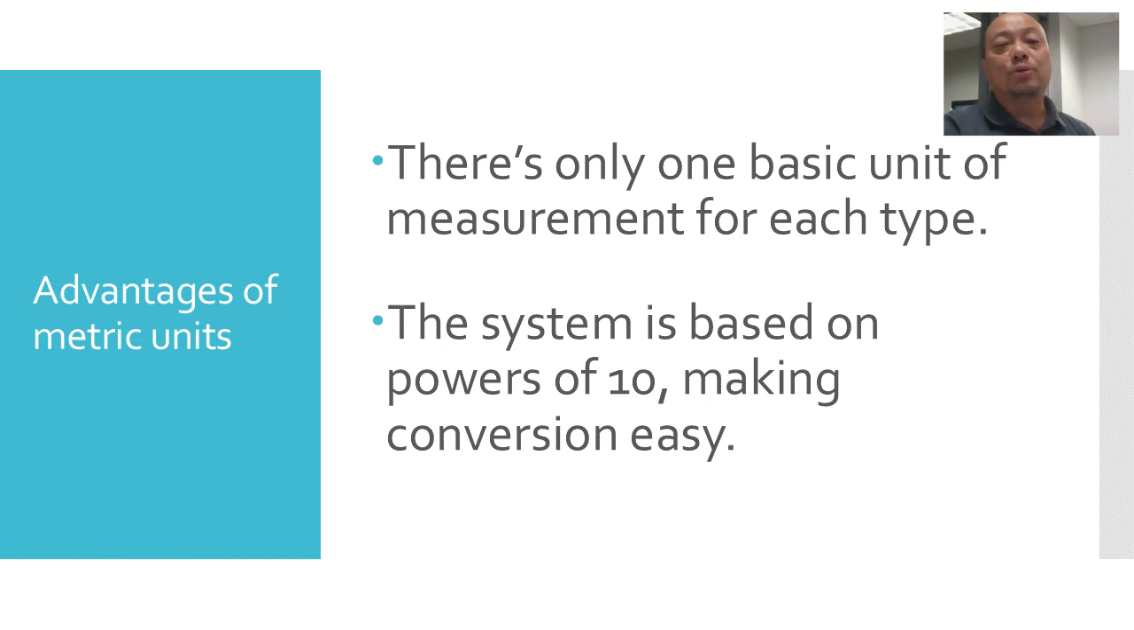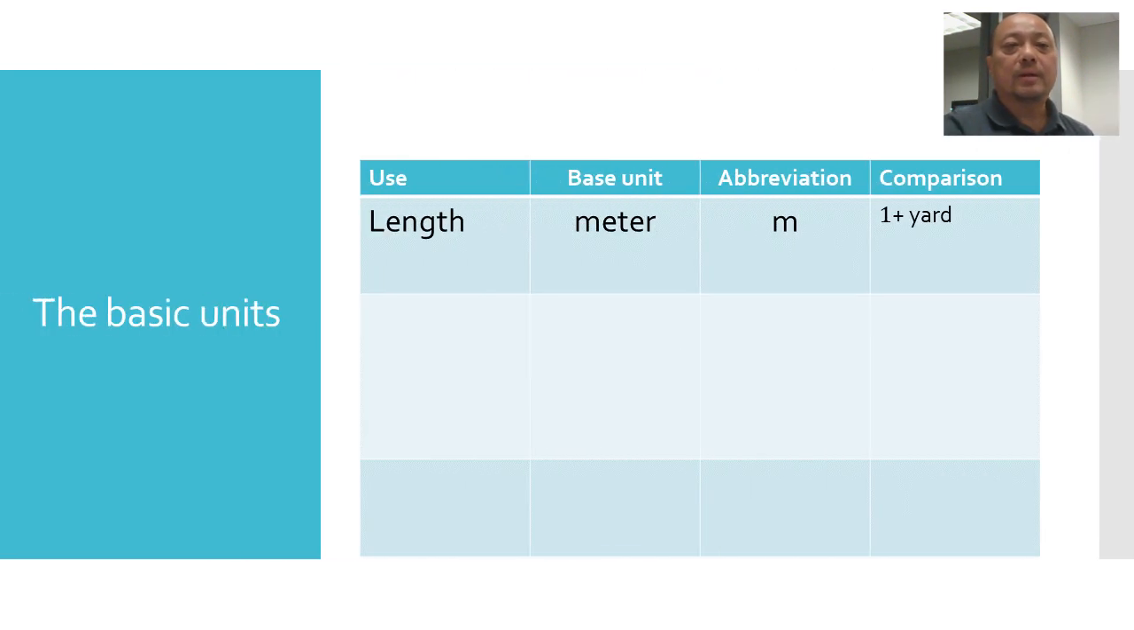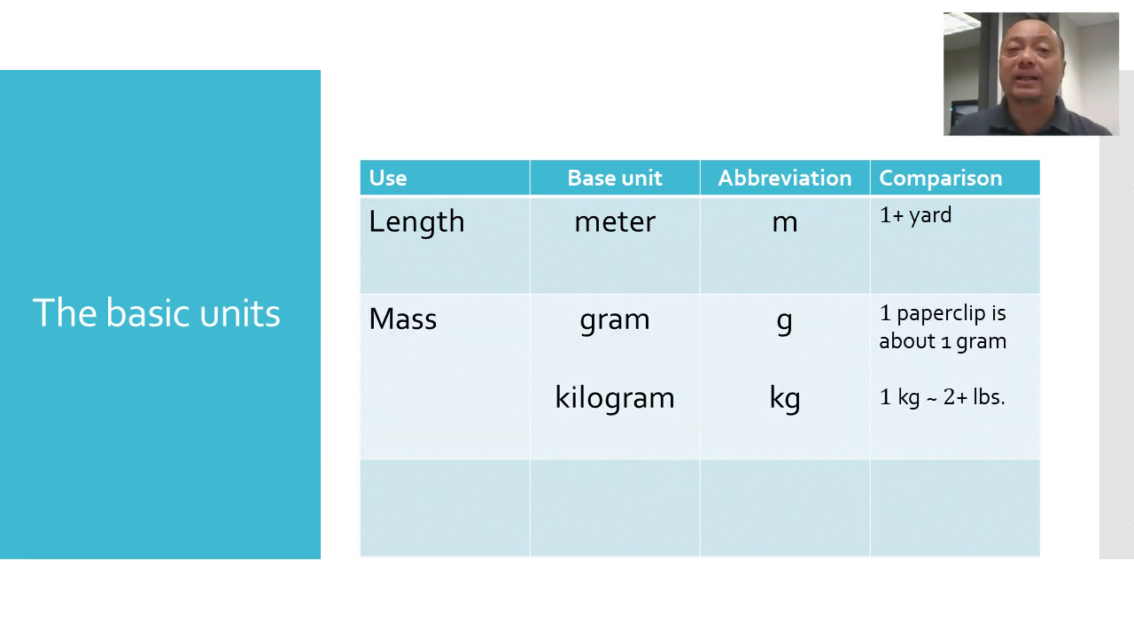Let's talk about the basic units of each type of measurement. For length, the basic unit is the meter. The abbreviation is a little m. 1 meter is a little bit more than 1 yard. For mass, the basic unit is the gram, written g. 1 gram is very little, about the weight of 1 paperclip. For bigger items, we tend to use the kilogram, written kg. 1 kilogram is a little bit more than 2 pounds.